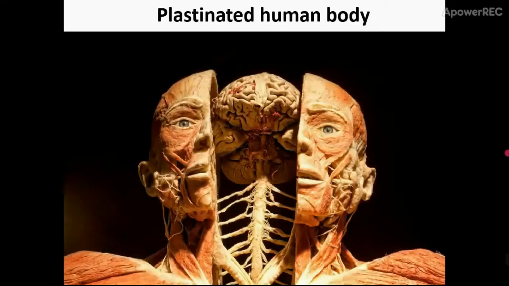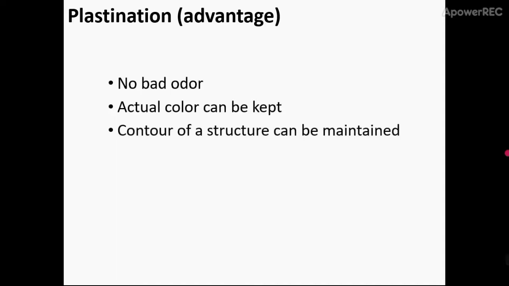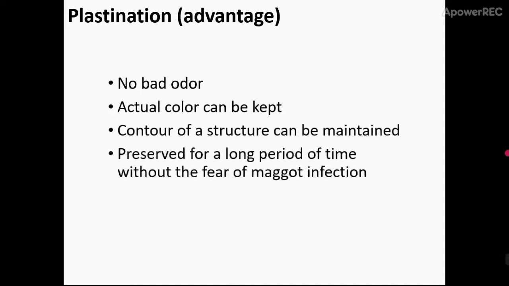Another advancement is the plastinated human body, where water and fat are removed from the dead body and those places are replaced by plastic polymers. After that, hardening and curing is done to give the shape. Plastination can be done for a single viscus also. The advantages are there is no bad odor, the actual color can be kept, the contour of the structure can be maintained, and it is preserved for a long period of time without the fear of maggot infection.